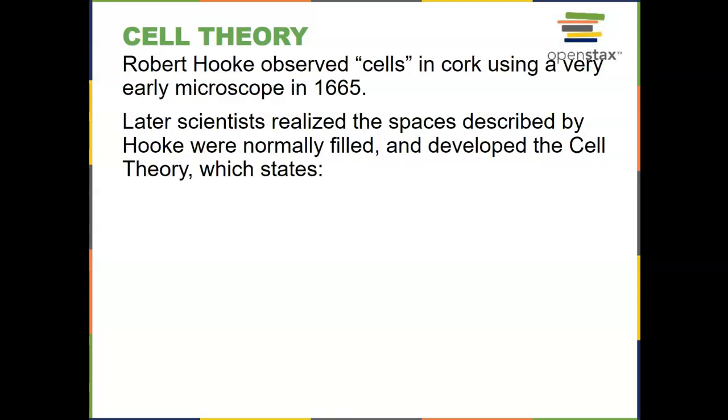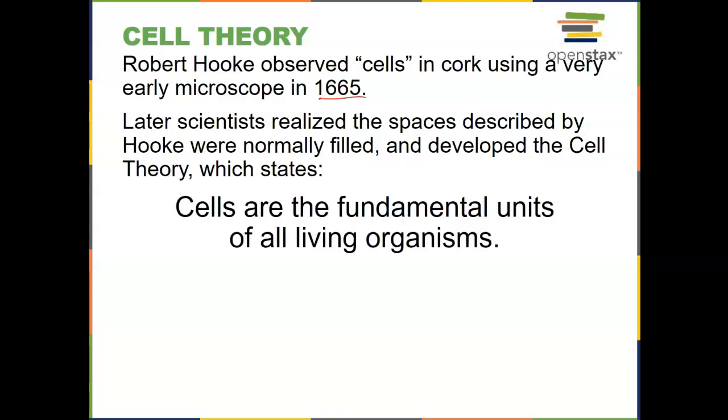We're going to move on now to cell theory. Robert Hooke was the first scientist to observe cells, and he really wanted to understand what living things are made up of. He observed cells in a piece of cork, right? Cork comes from trees. He used a very early version of a microscope in 1665. We've had microscopes around since the 1600s, a little earlier than 1665. But basically, what Hooke identified was that cells are the fundamental units of all living organisms. So Hooke first identified cells and described them.